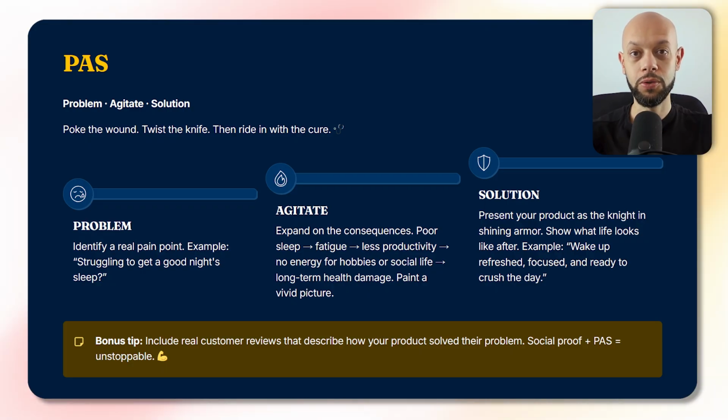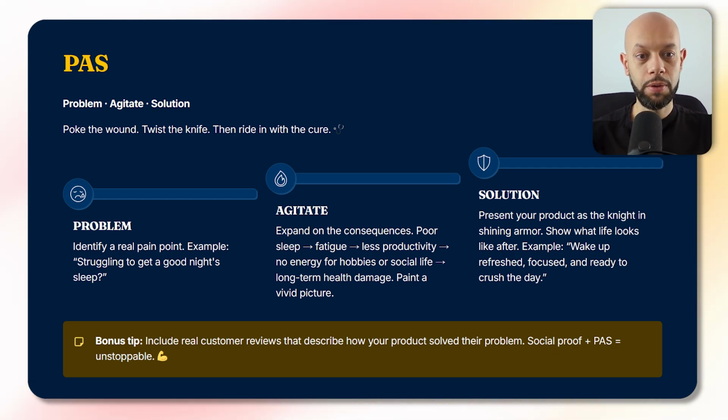The second copywriting framework, which is my absolute favorite, is the problem agitate solution. And this is specific to products that solve a particular pain point. So you basically poke the wound, and then the second phase, some marketers call it twisting the knife, which I know sounds horrible, but it's basically trying to make that pain vivid in your customer's imagination, and then ride in with the cure. So you basically present your brand or your products as the solution.